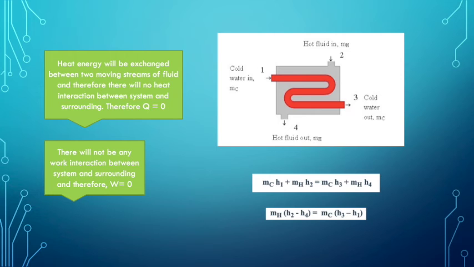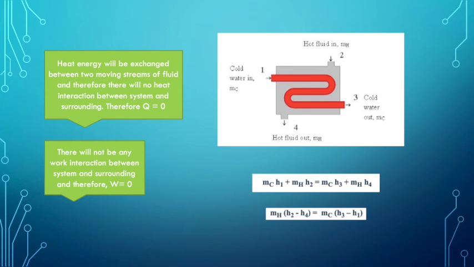Heat energy will be exchanged between two moving streams of fluid, and therefore there will be no heat interaction between the system and surroundings. Therefore, Q equals 0. There will not be any work interaction between the system and surroundings, and therefore W equals 0. Then let's see the figure.